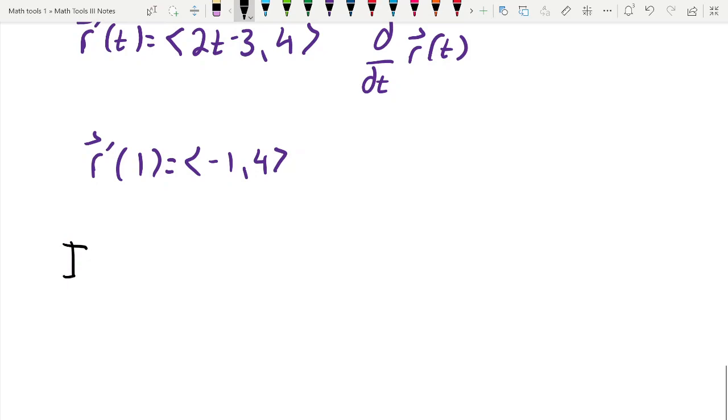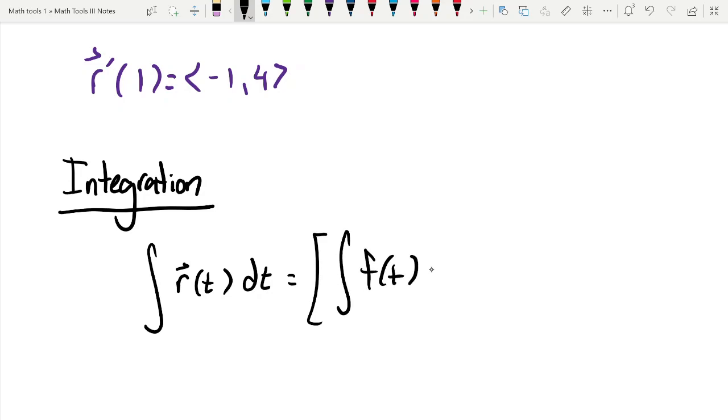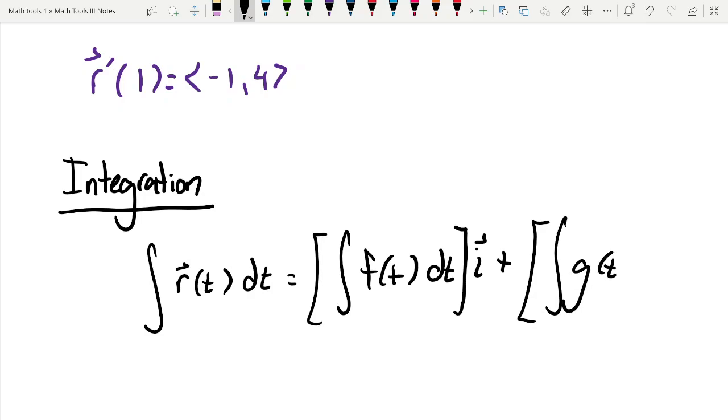So then integration, the last part here, the last big calculus topic here, right? Again, works the same exact way. So the integral of r of t with respect to time is equal to then the integral of f of t with respect to time, times i hat, plus the integral of g of t with respect to time, times j hat. Okay, so the integration works exactly the same as well.